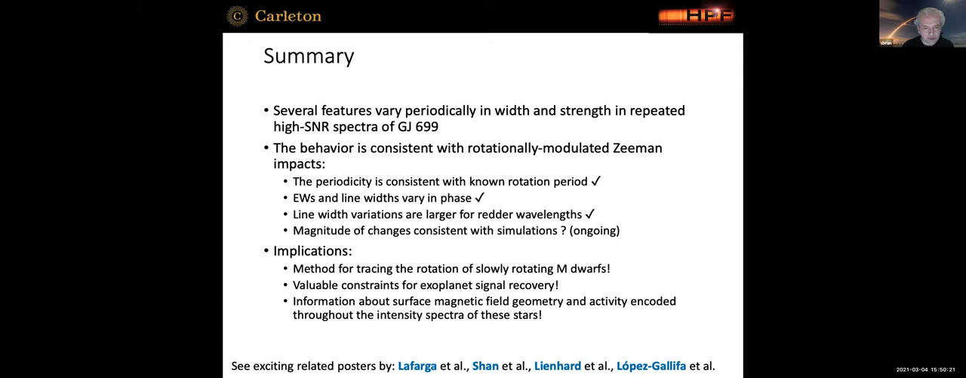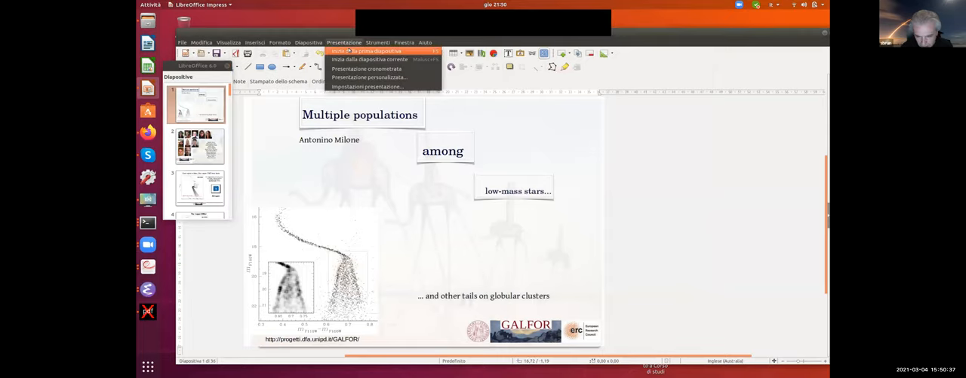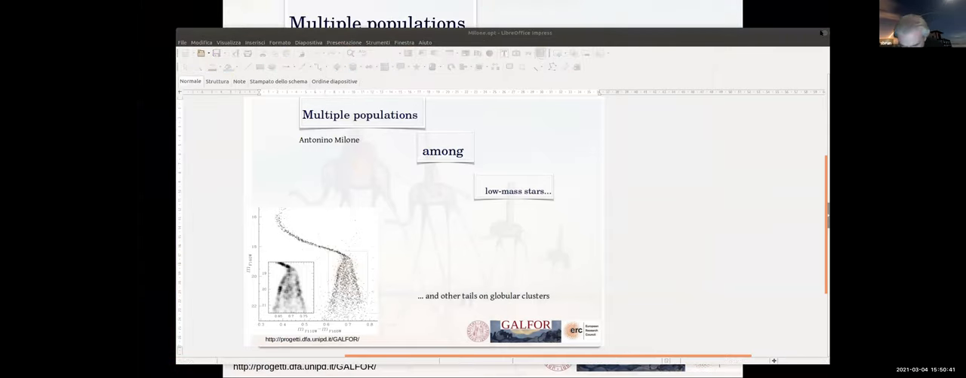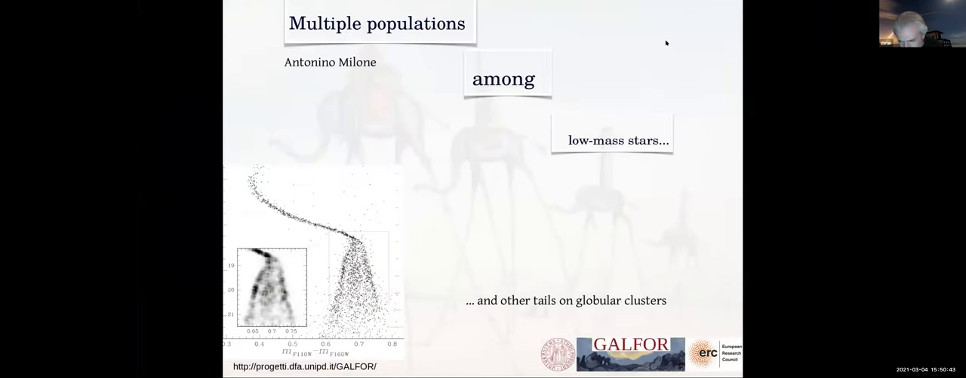Okay, thank you. We have to move on. So there are several questions. Check on the chat and on the Slack. There are some people who have asked other questions. And we go to the last talk, which is by Antonio Milone. Multiple stellar populations among very low mass stars.